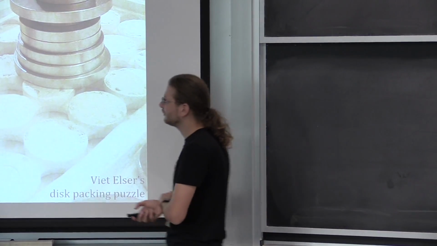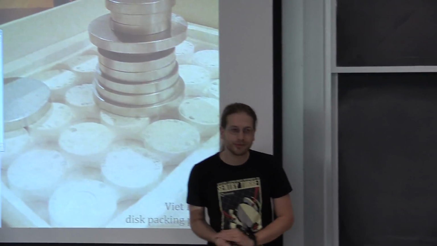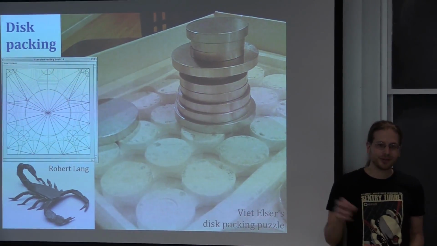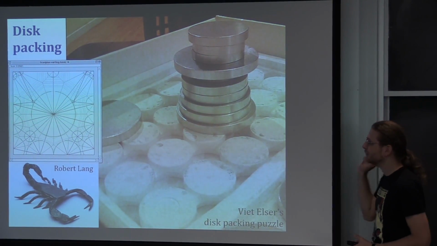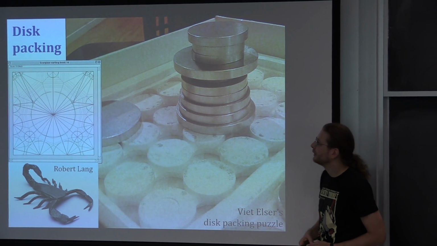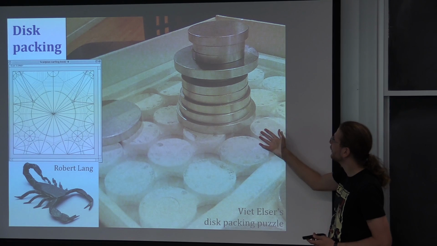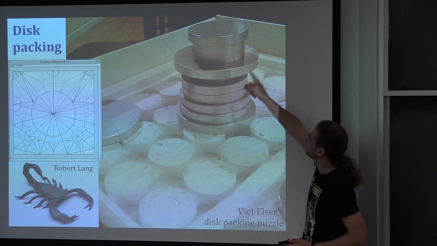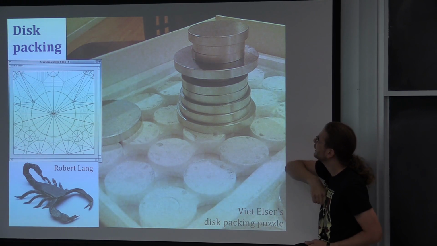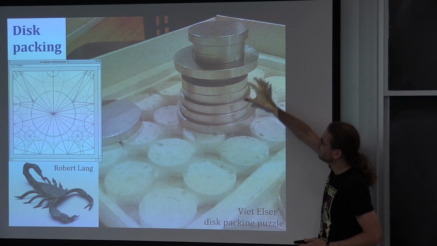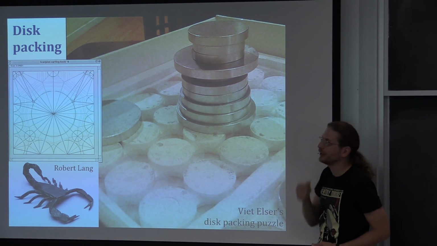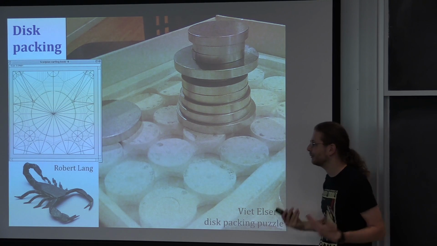I'm going to go on to another packing problem. So we've seen rectangles into squares, squares into squares. How about circles into squares? This is a real life puzzle where you have these, I think, water jet cut or laser cut metal discs, and you have to fit them into this box. So these are real life puzzles. That's one motivation.